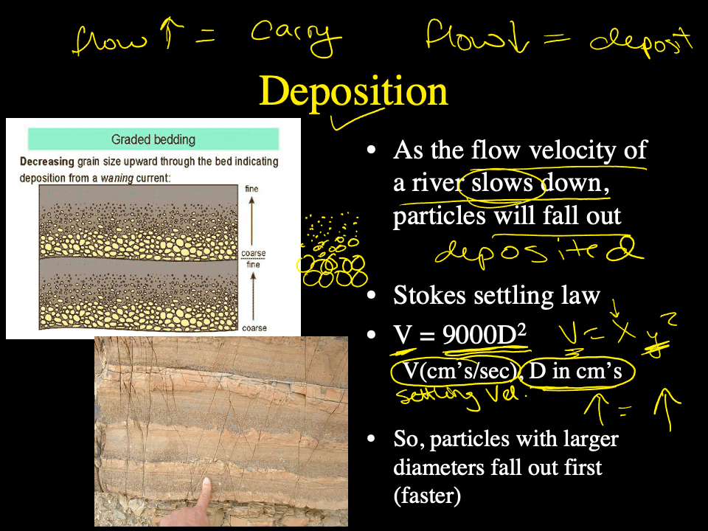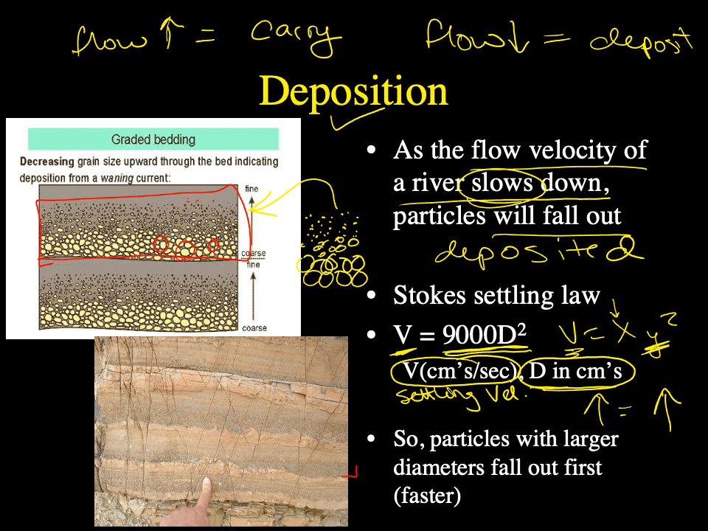Okay? You would see a situation that looks like that. And in nature, we see that too. We call those graded beds. So that's one graded bed right there. You go from big particle sizes up to tiny ones because the sediment is settling out of the river based on Stokes settling law.